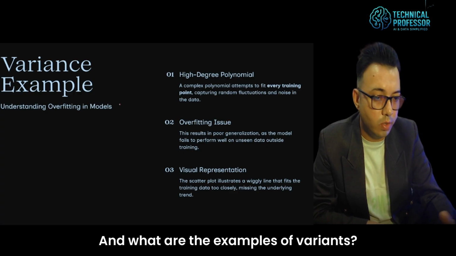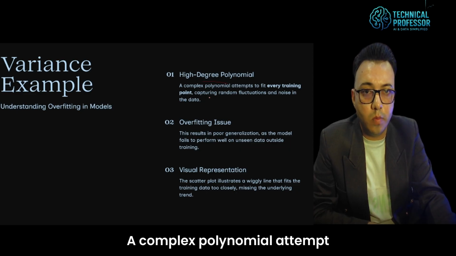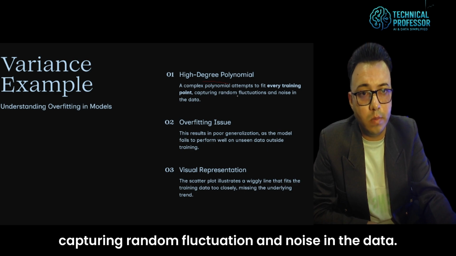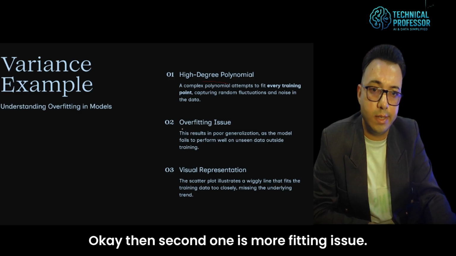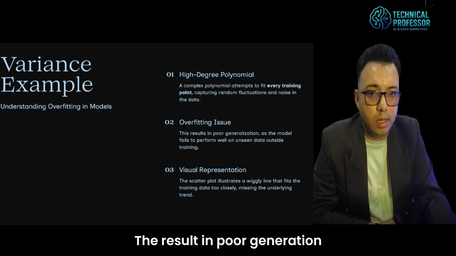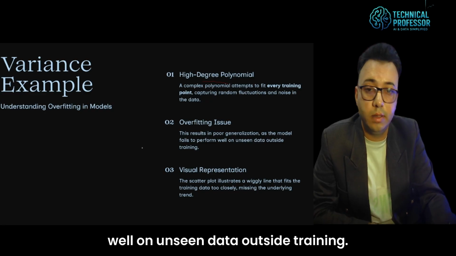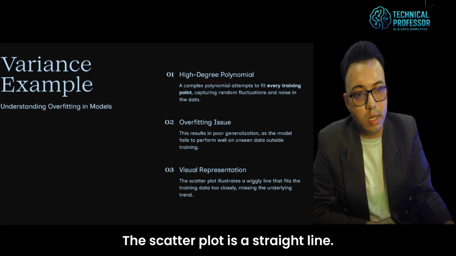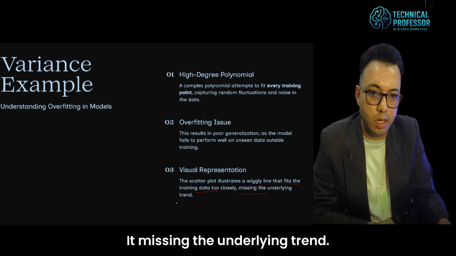And what are the examples of variance? The first one is high degree polynomial. A complex polynomial attempts to fit every training data point, capturing random fluctuation and noise in the data. Then the second one is the overfitting issue. This results in poor generalization, as the model fails to perform well on unseen data outside training. And the third one is visual representation. The scatter plot illustrates a wiggly line that fits the training data too closely, missing the underlying trend.